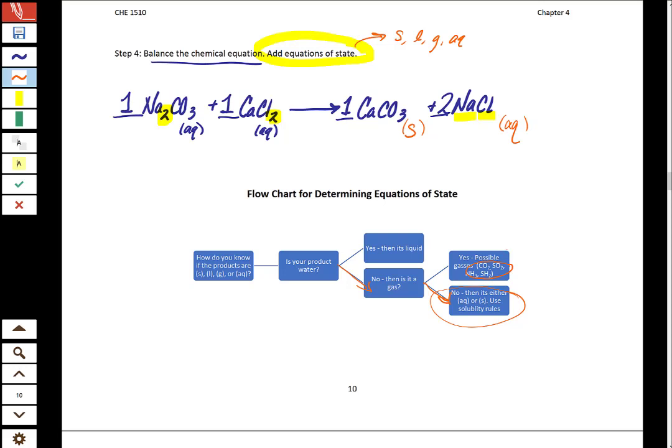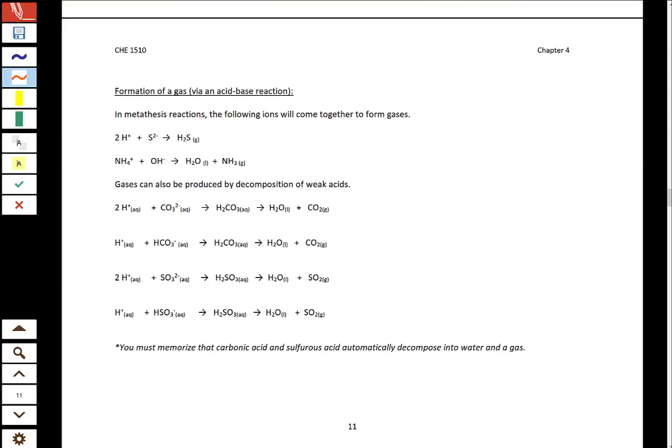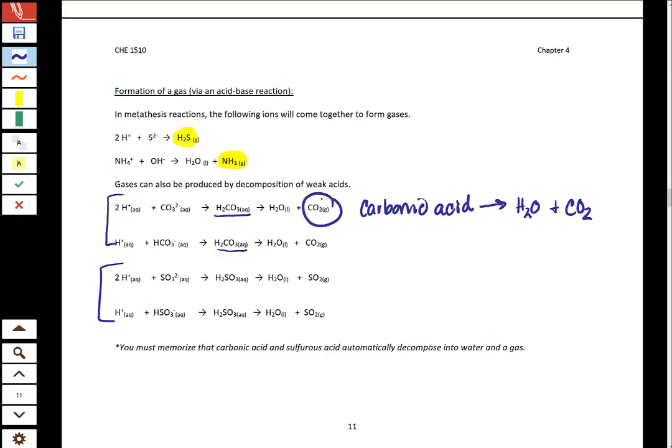So we have one more thing to look at. This idea of the gases and looking at how we know what the possible gases are. So if we scroll down really quick, there's this section that shows kind of what to look for when we see gases. So if you have H2S, that's a gas. If you have NH3, that's a gas. These ones are trickier because these are the 2 different ways that you could make carbonic acid. And carbonic acid is going to automatically decompose. Just bam, turns into H2O and CO2. And CO2 is definitely a gas.